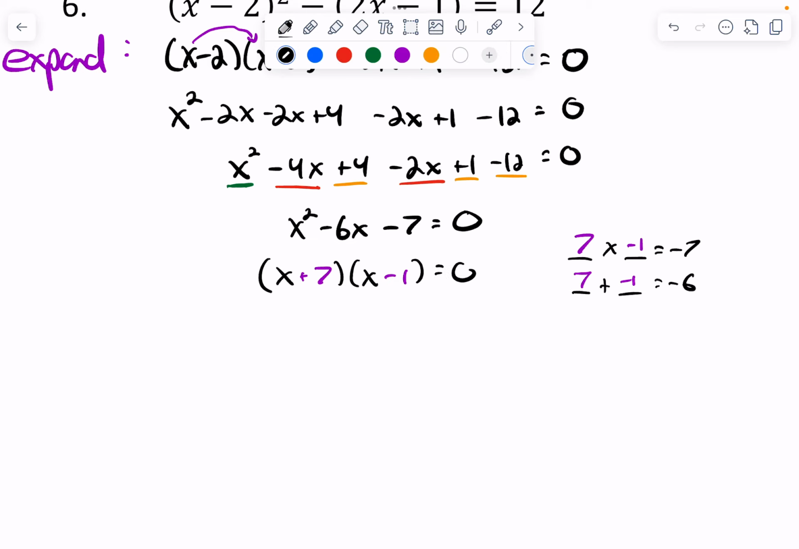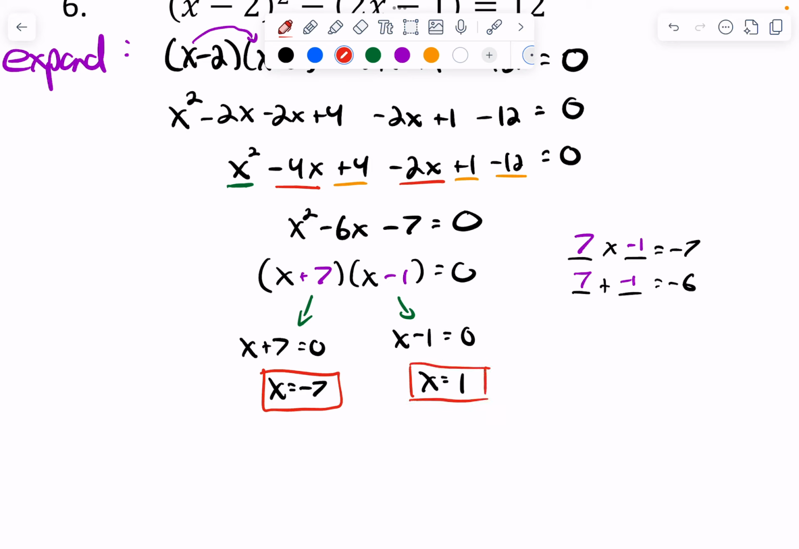Set your 2 brackets equal to 0. So you get x plus 7 equaling 0. And then you get your next one as x minus 1 equaling 0. And that would give you a solution of x equals minus 7. That's your first one. And then your next one would be 1. And there you go.